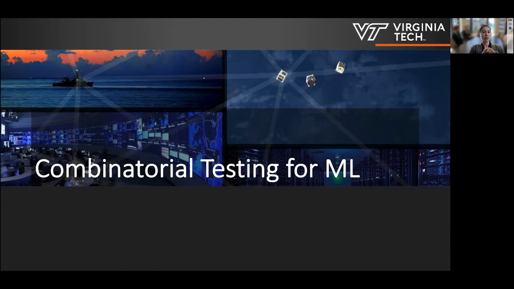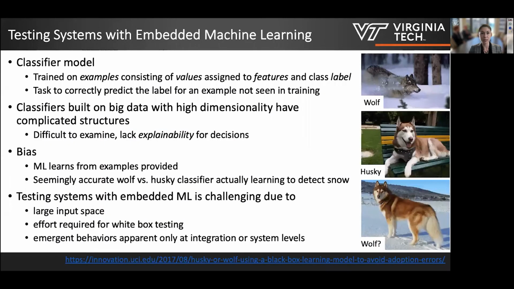And so in the last 30 minutes that I have, I would like to talk about some of the new work that we have been exploring to try to apply combinatorial testing for machine learning. So that's what I would like to do in the next, I guess I have 27 minutes. Okay, so testing systems with embedded machine learning is important. I'm going to focus on the situation where we have some classifier model, and the model has been trained on examples that consist of values that have been assigned to features and also have a class label. So that's the general concept behind a classifier model.